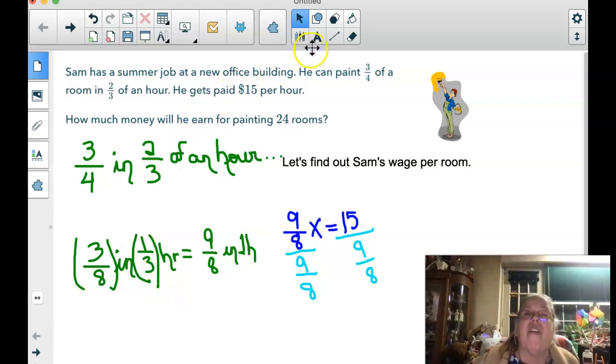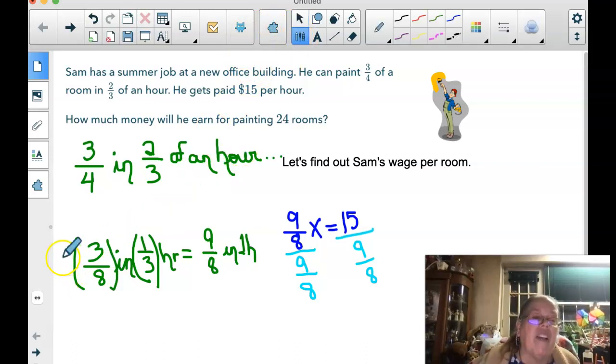I'm going to multiply everything there by 3, to get rid of this 1/3. Okay, so watch. You're with me? I hope you're with me. So I'm multiplying basically everything here by 3. And the 3 over here and the 3 here, they cancel out. Okay, so I get 9/8. So it's 9/8 of a room in 1 hour. Okay, you with me? I had the beach ball of death for a second.